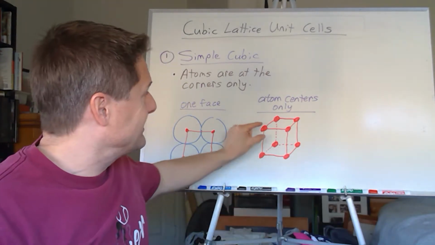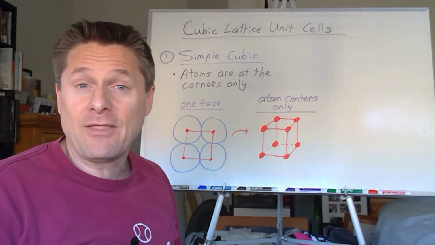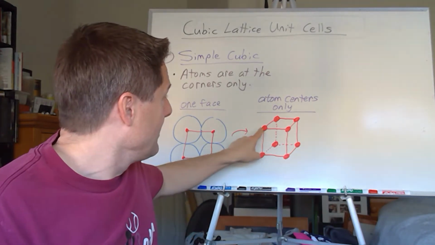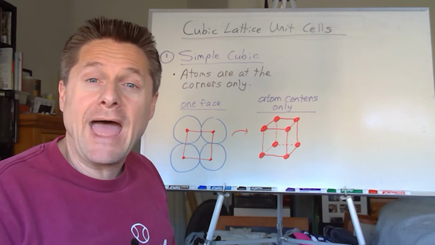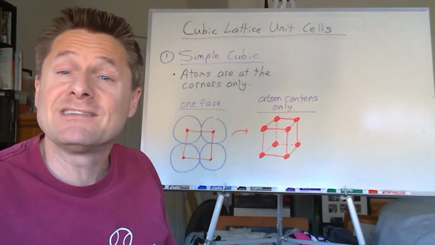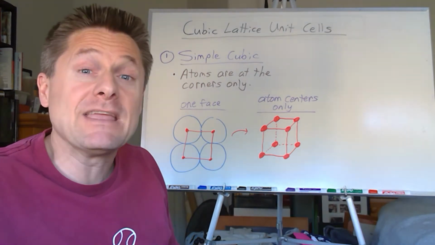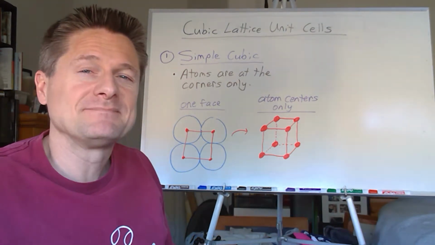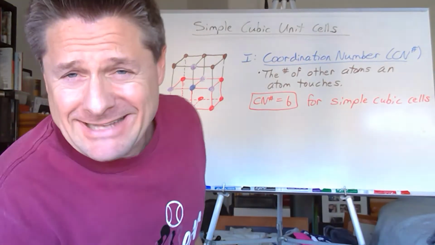What you need to do is stack enough of these together to see how you get one complete atom. And that'll tell you how much of that atom is inside the unit cell and how many other atoms it touches to get some key information we need. See if you can do that. This takes a while to draw.